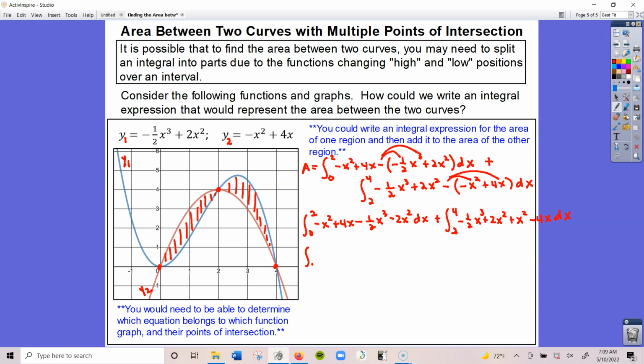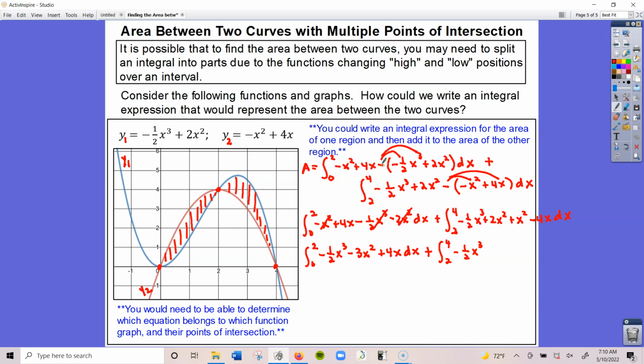When we combine our like terms, first let's put them in standard form, meaning I'm going to go in order of exponents. So I'm going to start here with this negative 1/2 x to the third. Then negative x squared minus 2x squared is negative 3x squared plus 4x. Plus the second integral, which is from 2 to 4. We're going to start with the negative 1/2 x to the third.